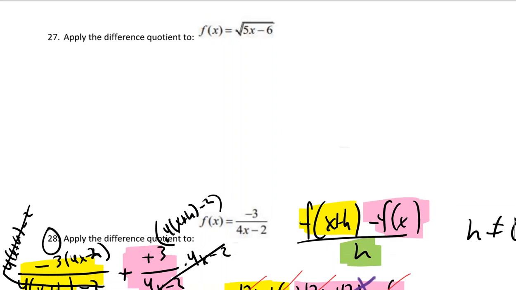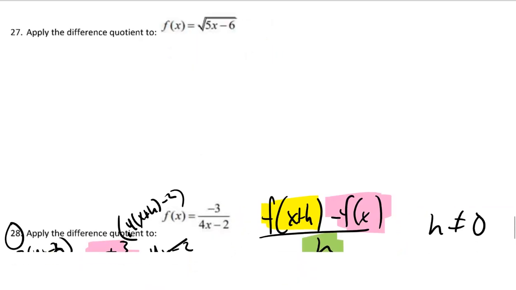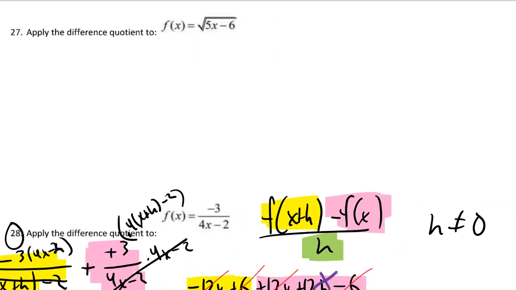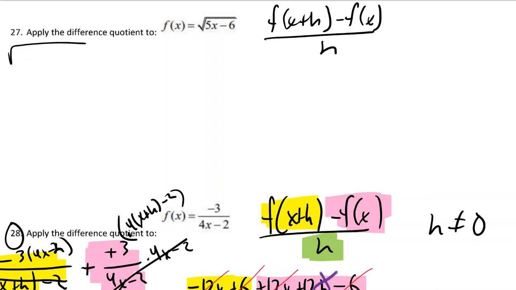Question 27. What's the first step? Okay, f of x plus h, I heard that, and then what? Minus f of x over h. Okay, so knowing the difference quotient, step 1. Step 2 is applying it.